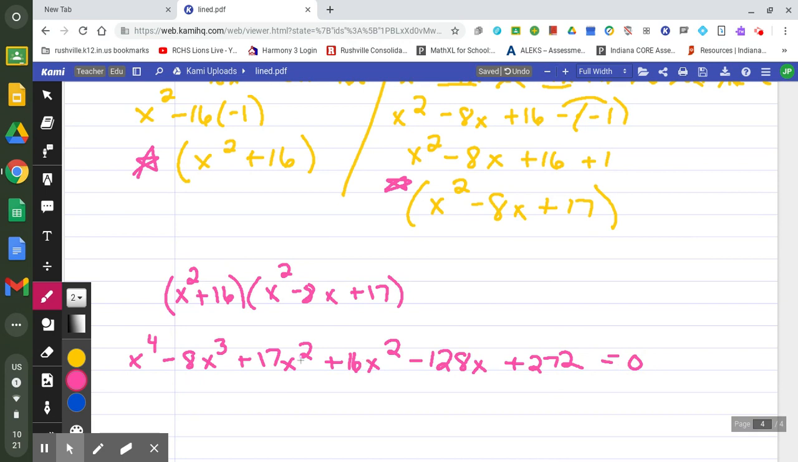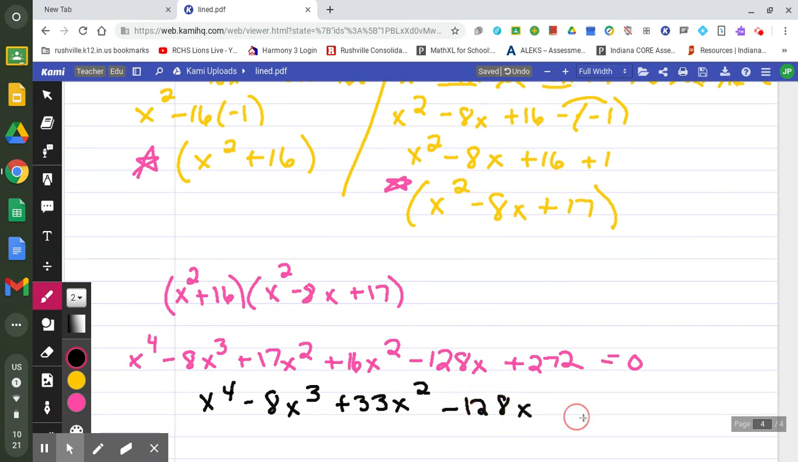And we need to combine like terms. So our final answer is going to end up being x to the 4th minus 8x to the 3rd. And then I've got 17 plus the 16, so plus 33x squared minus 128x plus 272 equals 0.